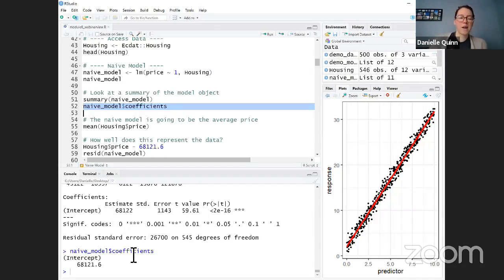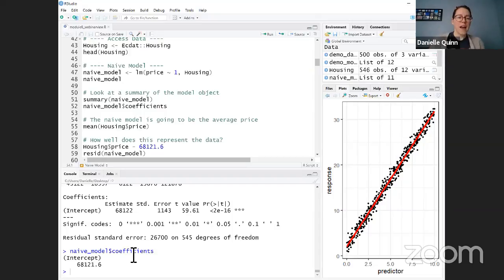Dealing with model objects takes some practice, but essentially it is a list. If you see that and you're like, we haven't really talked about lists, we haven't, but back in module 2, I believe it is, I do have a slide about how a list is structured. That might give you a little bit more insight into how you navigate through these model objects.